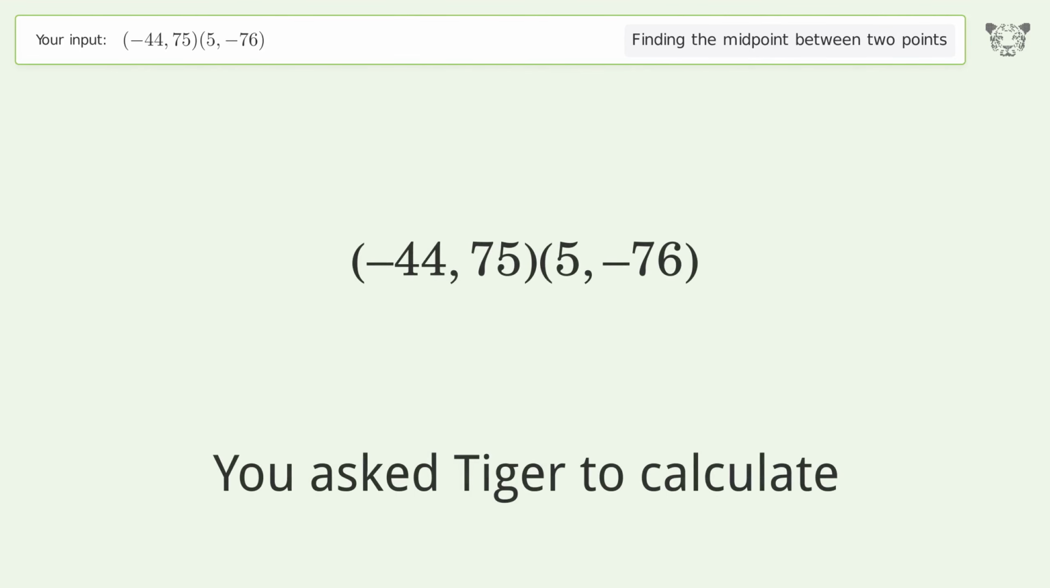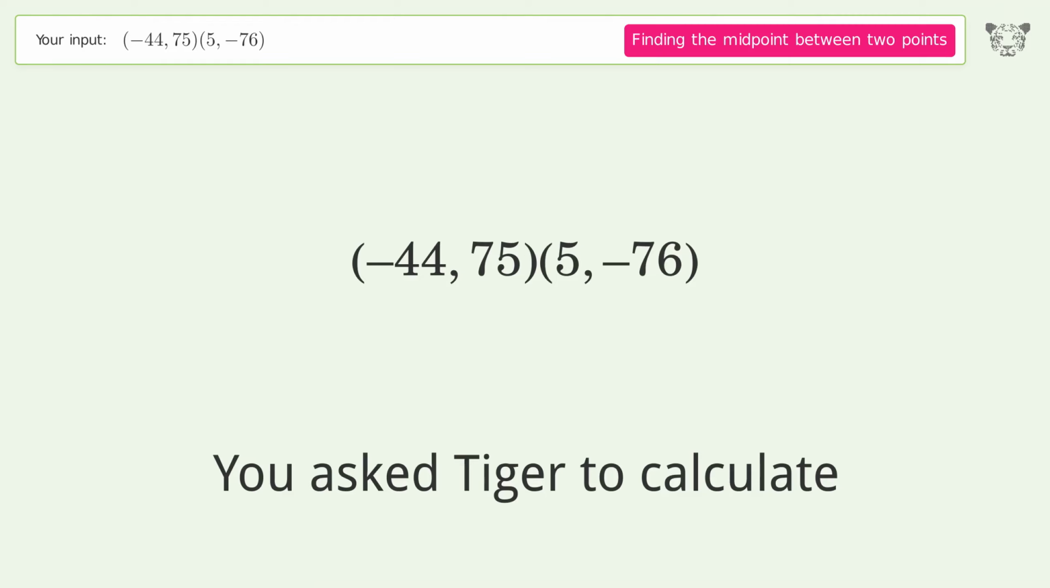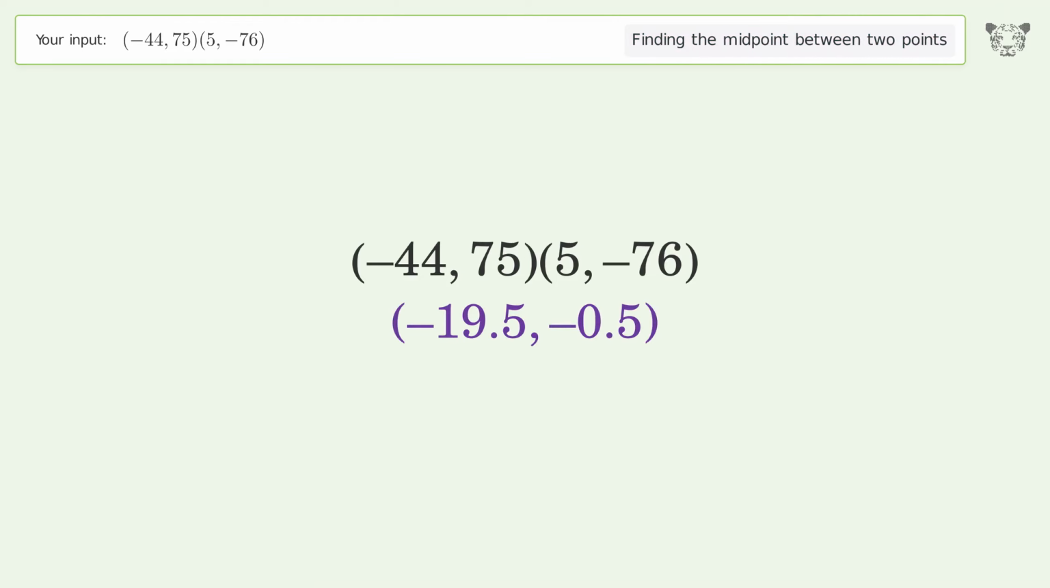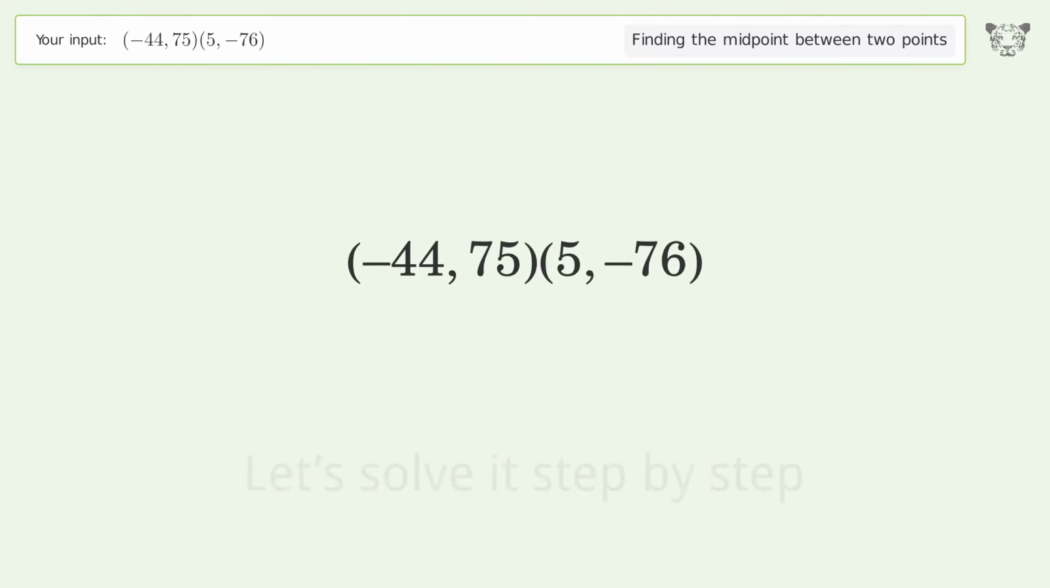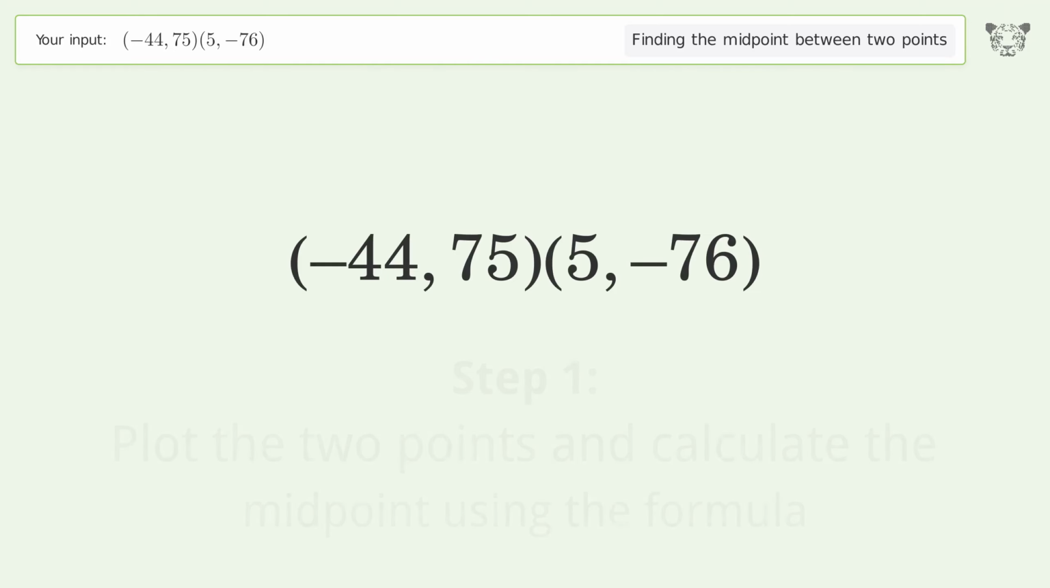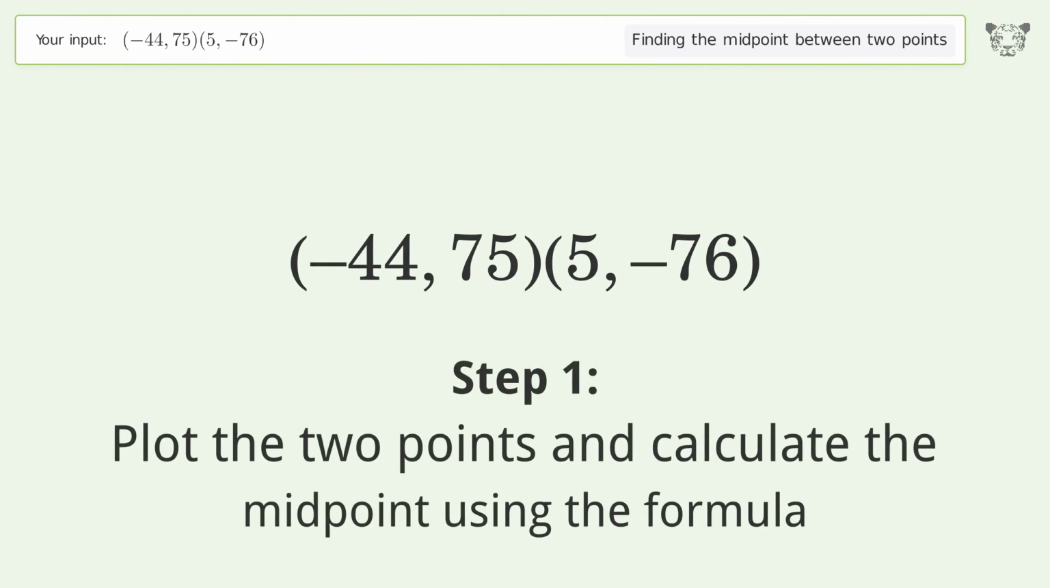You ask Tiger to calculate. This deals with finding the midpoint between 2 points. The midpoint between the 2 points is negative 19.5, negative 0.5. Let's solve it step by step. Plot the 2 points and calculate the midpoint using the formula.